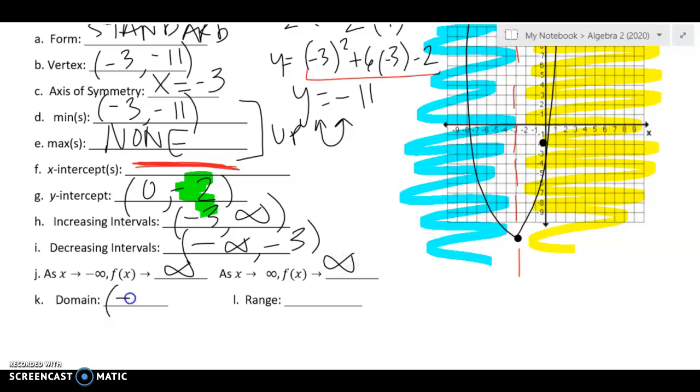My domain is the x values. It forever goes to the left. It forever goes to the right. My range is the y values. The lowest this graph gets is -11. It's a number, so it gets a bracket. The highest is positive infinity.